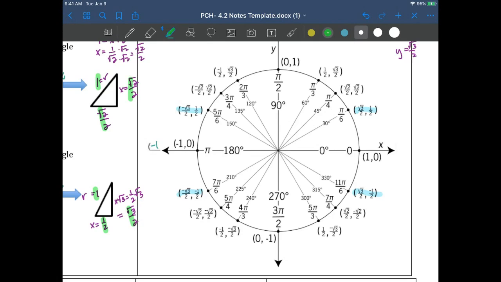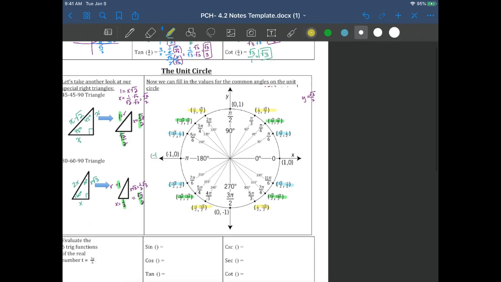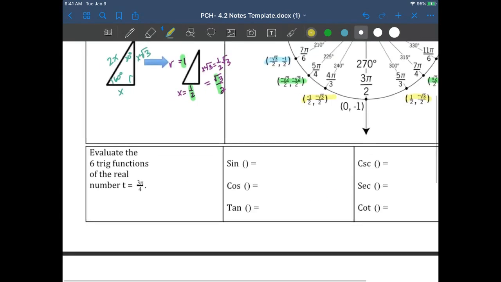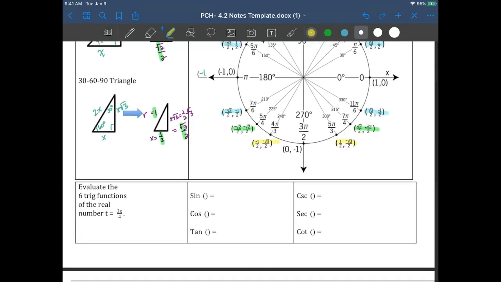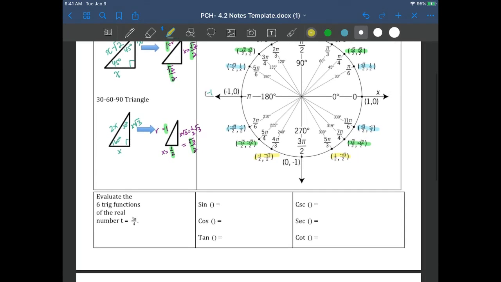The pi over 4s all have the same coordinates because they derive from the same triangle. Same with the pi over 3s. So they all use the same first quadrant triangles to figure out the coordinates for the rest of the circle. All right, next up, we're going to evaluate again at 3 pi over 4.